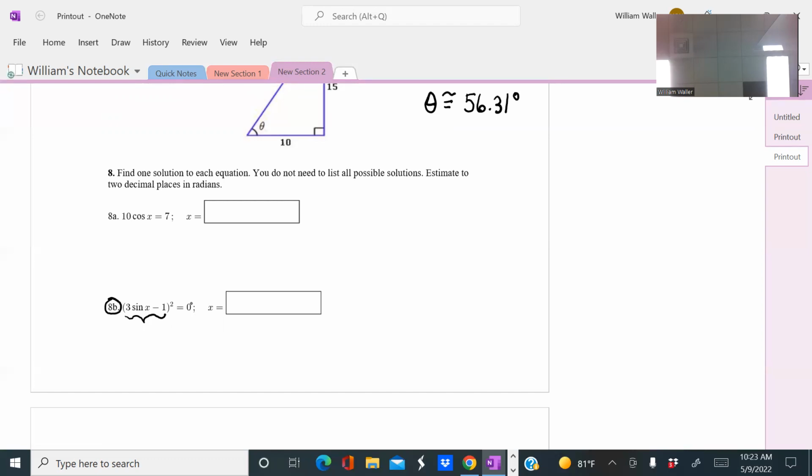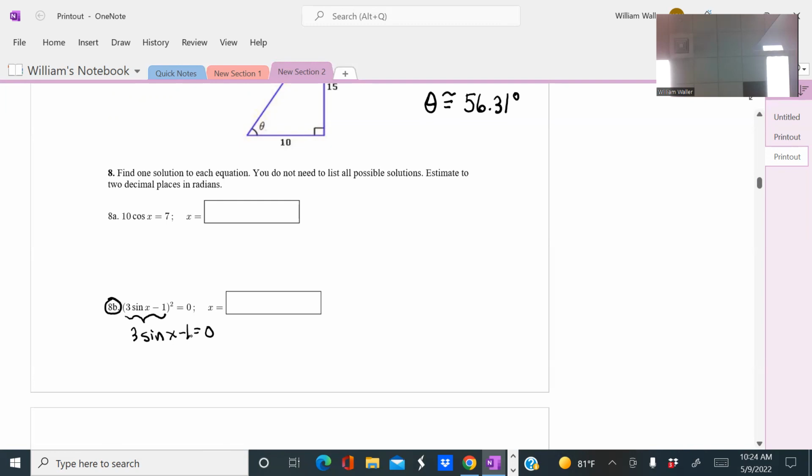Only 0 squared is 0. So you can immediately deduce that 3 sine of x minus 1 is equal to 0. You don't really have to expand this product at all. You can easily dispatch the square here just by noticing that if 3 sine of x minus 1 squared is equal to 0, then 3 sine of x minus 1 has to be 0.